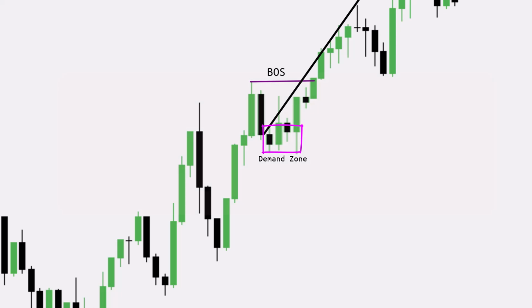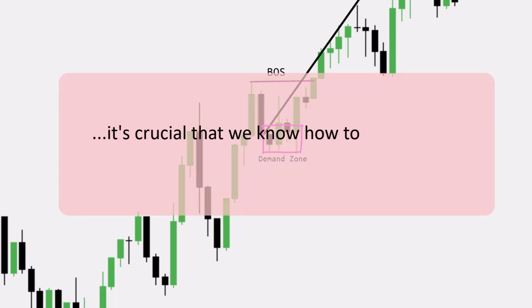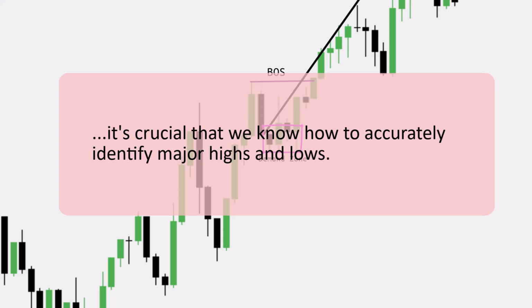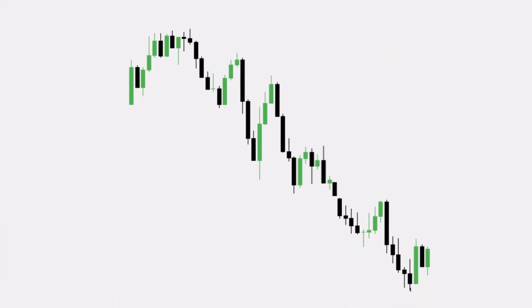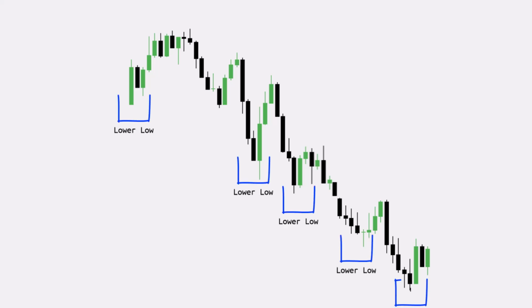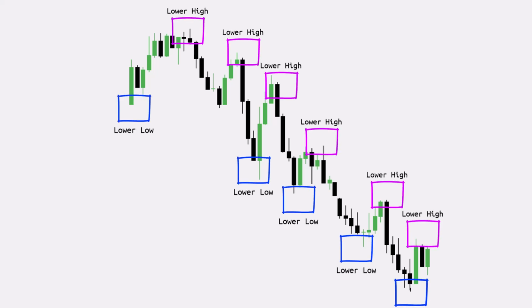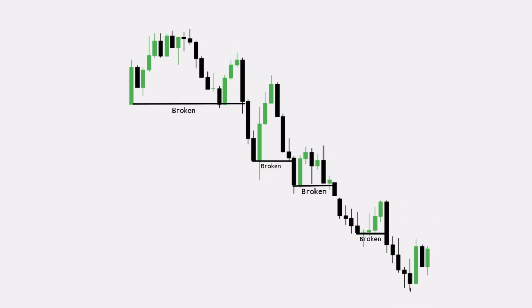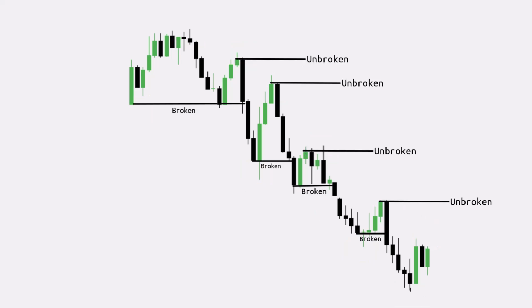With this foundation established, it's crucial that we know how to accurately identify major highs and lows, as this enables us to dictate signals for trend reversal or continuation in the market. Without proper identification of these pivotal points, we face the risk of falling into traps and trading on the wrong side of the market. The same concept applies to the bearish scenario. In a downtrend, observe that price consistently creates a series of lower lows and lower highs. In this scenario, the price has a tendency to break the previous lows while maintaining the highs.